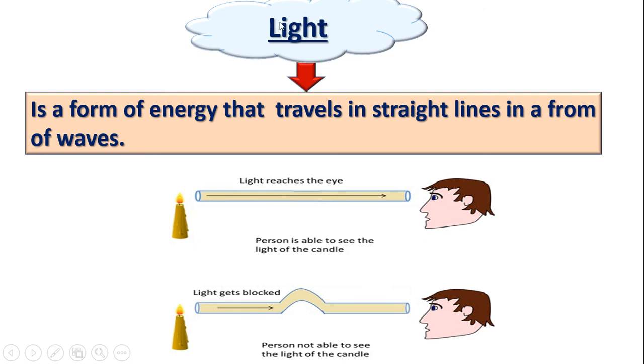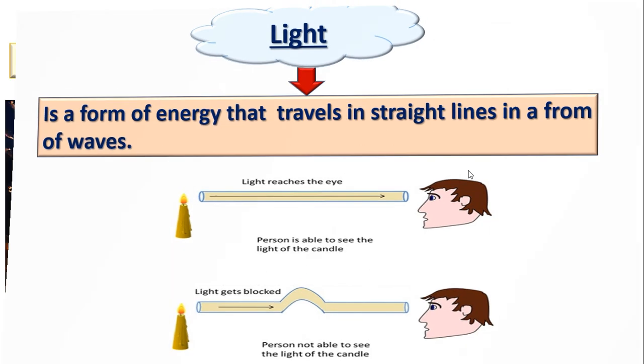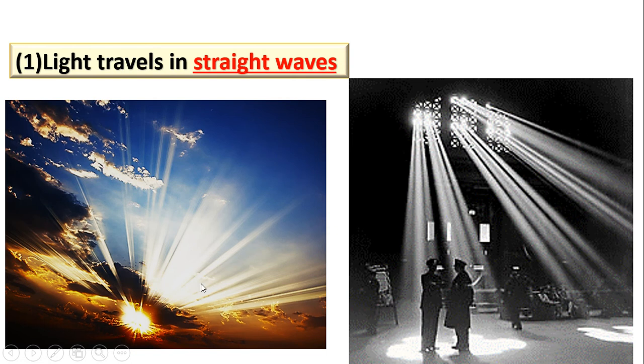Again, what is the meaning of light? It is the visible form of energy that travels on light waves. It travels or moves in waves, in a curved way or in a straight way. Look at these pictures. Does the light moving from the sun to us move in a curved way or in a straight way? Look, it's straight. It's just straight lines or straight waves.